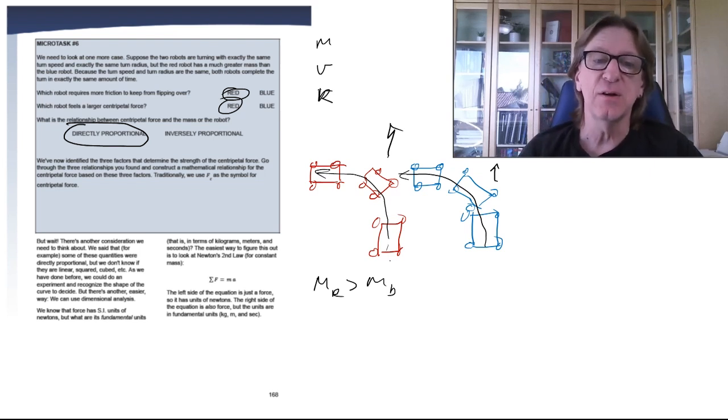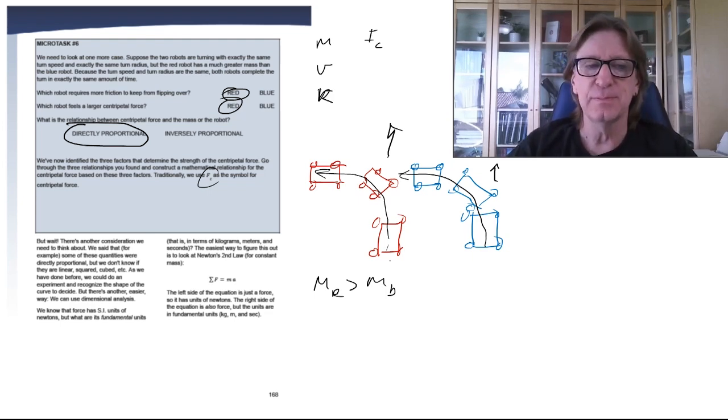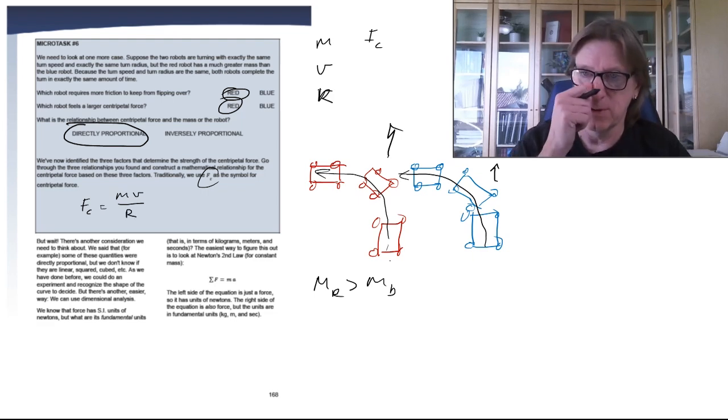And as we say here, traditionally we use the symbol F sub C for the centripetal force. Go ahead and assemble your equation. Did you do it? Really important that we have this technique. All right, well, you probably came up with something like this. We said that the centripetal force was directly proportional to the mass, and directly proportional to the velocity, and inversely proportional to the turn radius.